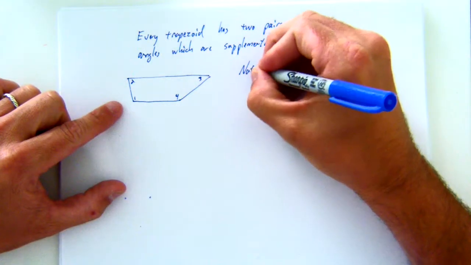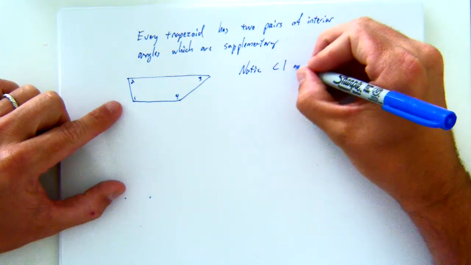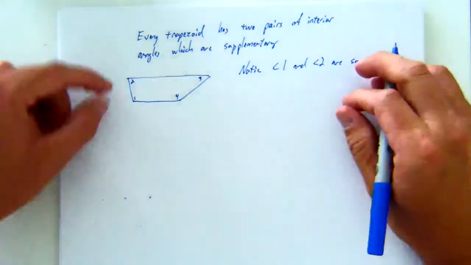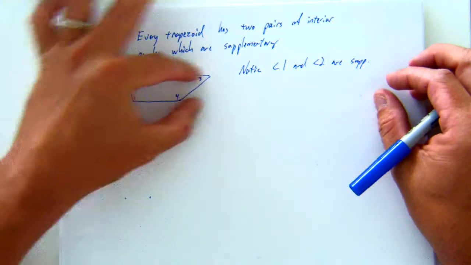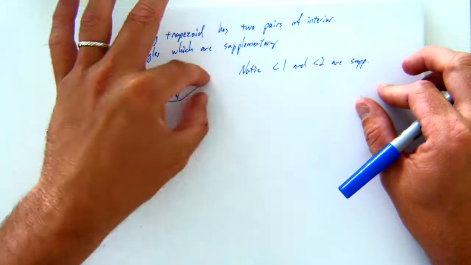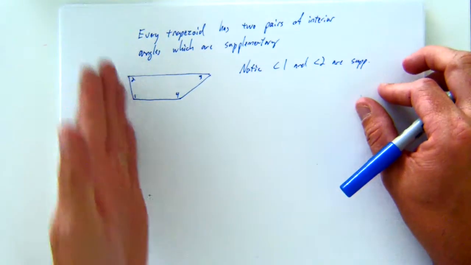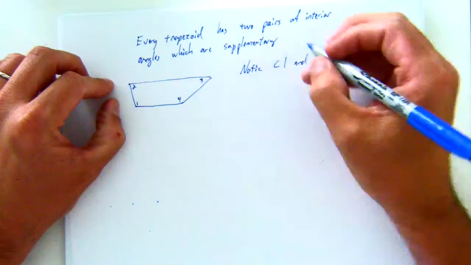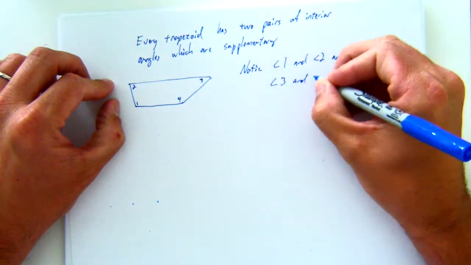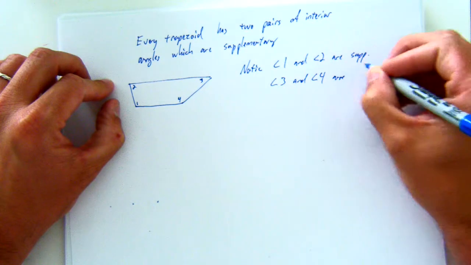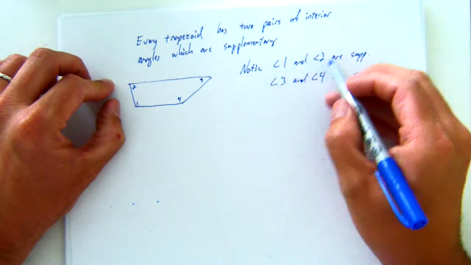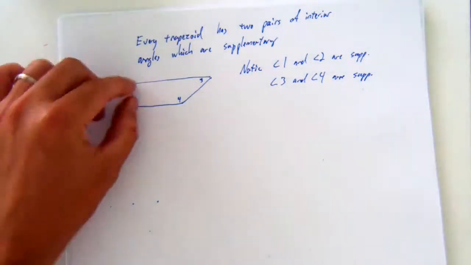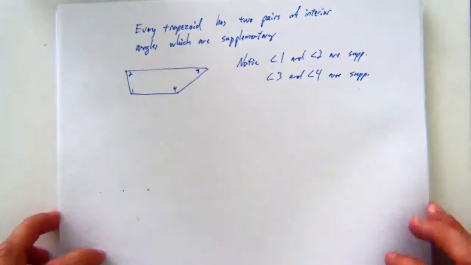So we notice angle 1 and angle 2 are supplementary. And we know this because these lines are parallel, and two parallel lines cut by the transversal, which in this case is this leg, the interior angles will be supplementary. Likewise, angle 3 and angle 4 are supplementary. So there's a pair that's supplementary, and there's a pair. So every trapezoid has two pairs. And it's the pairs that are on each leg. One pair for each leg.